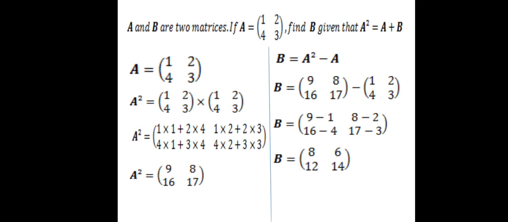A and B are matrices. If A is equal to 1, 2, 4, 3, find B, given that A squared is equal to A plus B.